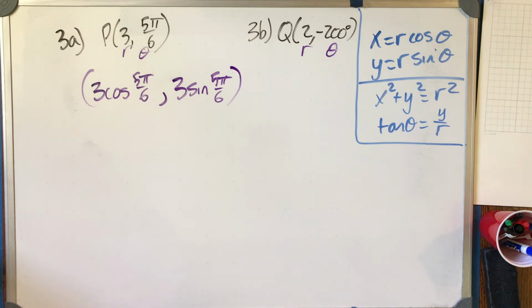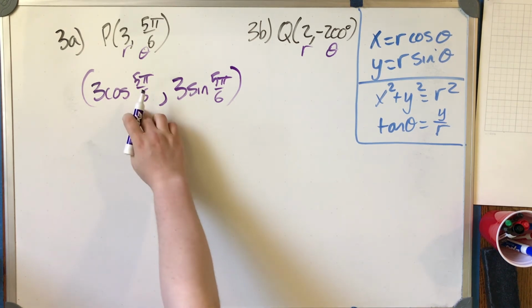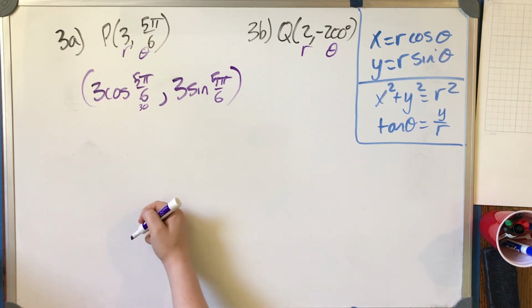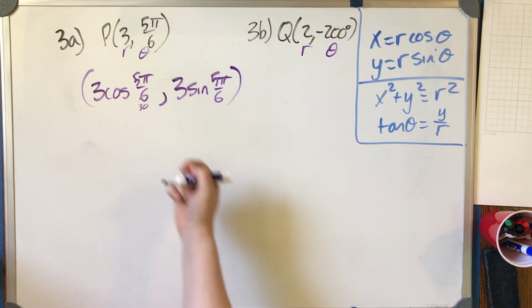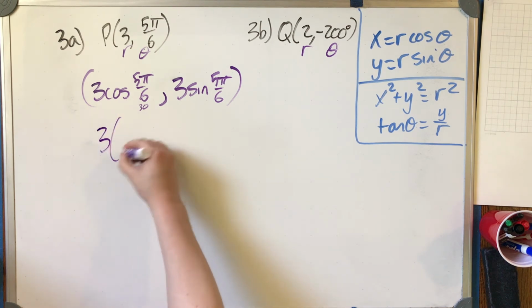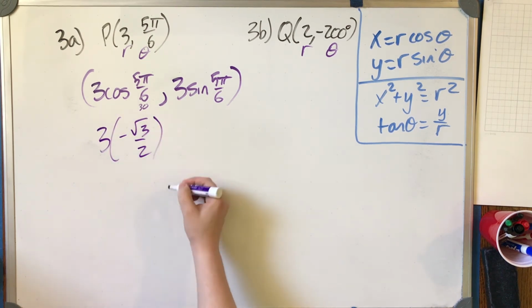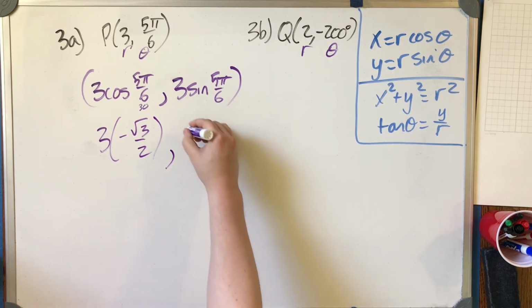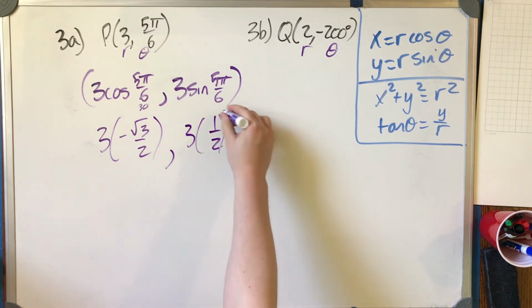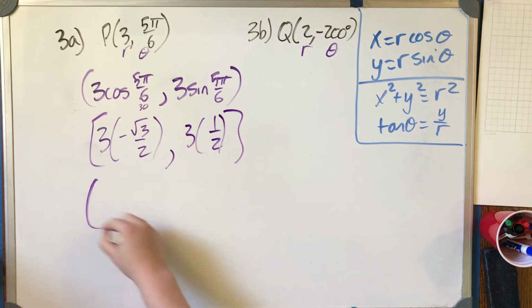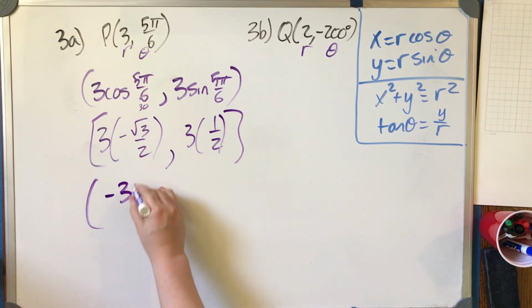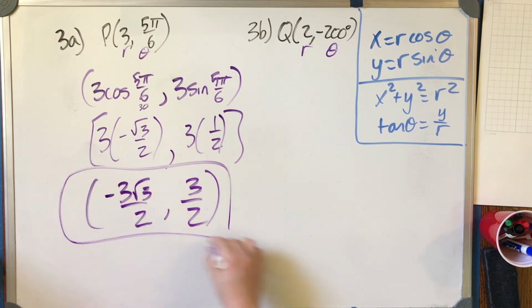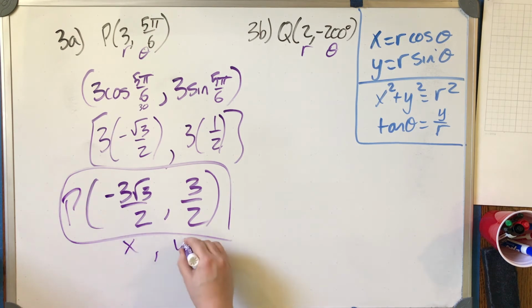So we need to figure out what is cosine of 5 pi over 6. So 5 pi over 6 is a 30 in the second quadrant. So cosine of a 30 is the square root of 3 over 2. It is negative because we're in quadrant 2, so this is going to be 3 times negative square root of 3 over 2. And then sine of a 30 is going to be 1/2, and it's positive in that quadrant. So we have 3 times 1/2. If we simplify this, we have negative 3 root 3 over 2, comma, 3 over 2. So this is point P in xy form.